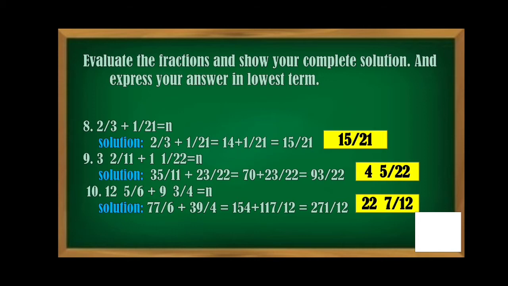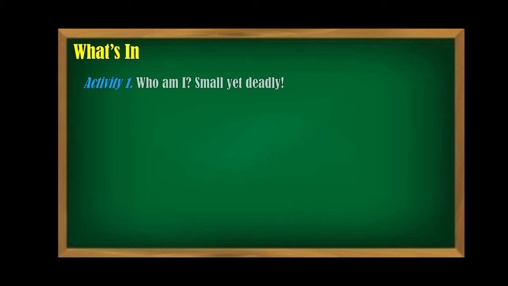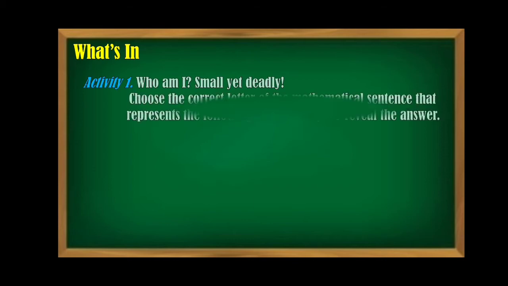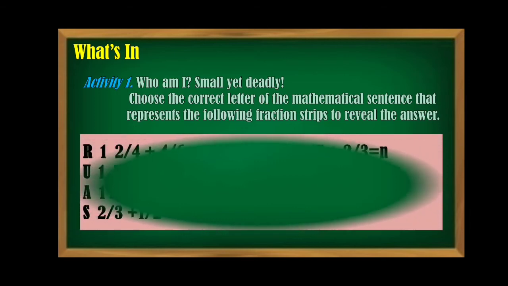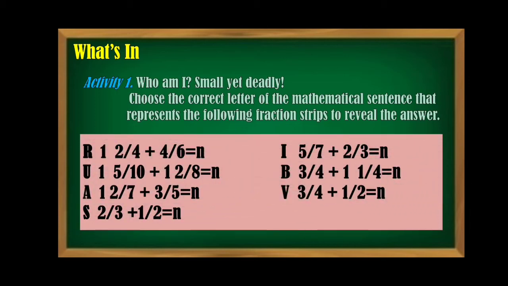Next is What's In. So Activity 1 is Who Am I, or Small Yet Deadly. You are going to choose the correct letter of the mathematical sentence that represents the following fraction strips to reveal the answer. Okay? So here are the possible answers.